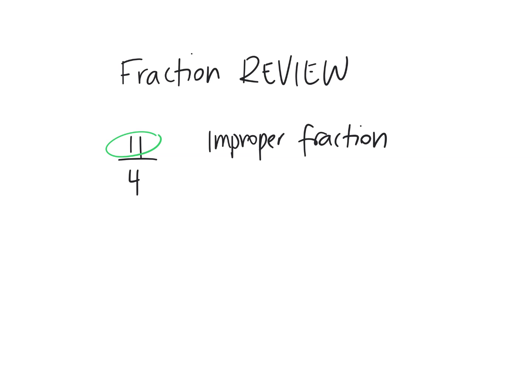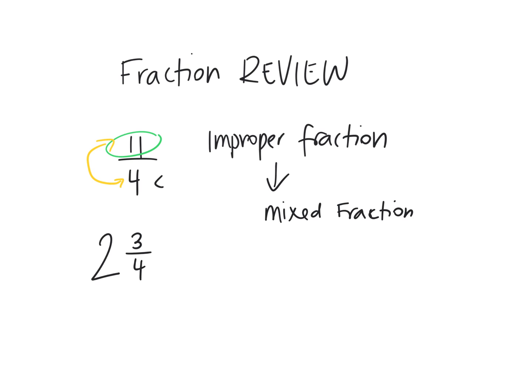So, does anyone remember how to do this? I want to turn this improper fraction into a mixed fraction. So we have to figure out how many times the denominator goes into the numerator. How many times does 4 go into 11? 2 times. With how many left over? What's 4 times 2? 4 times 2 is 8, and 8 plus what gives you 11? So what's the denominator? 4. It does not change. Okay? So 11 over 4 is equal to 2 3/4.